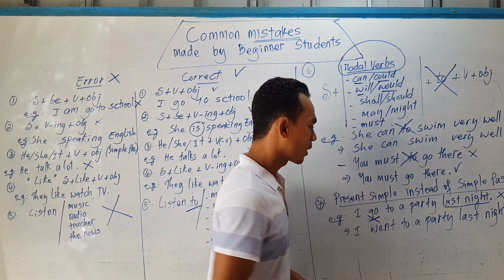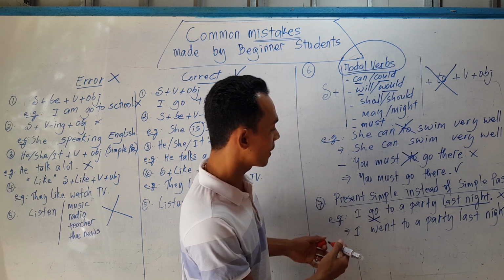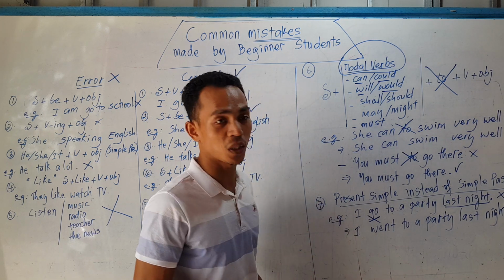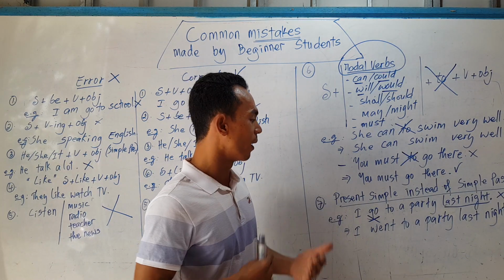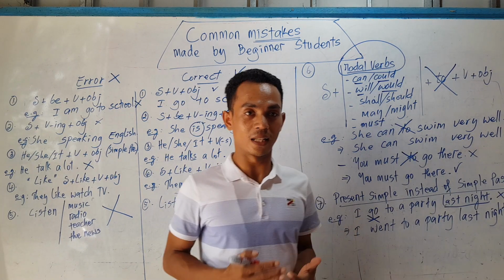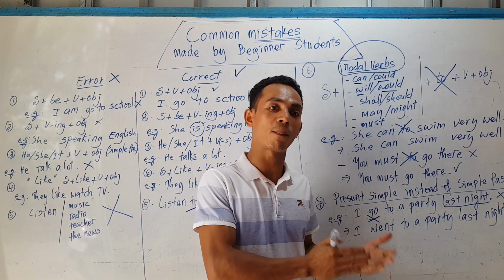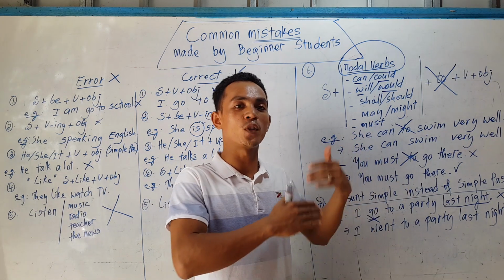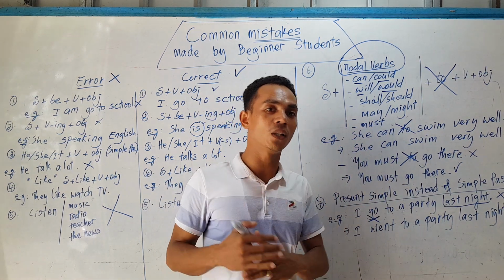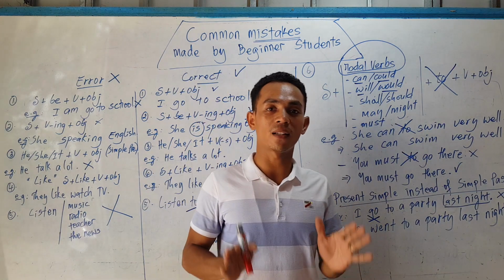So this is commonly the mistake made by my students when they speak English or when they write English, because they just know the meaning of the verbs, but they don't change them into the past tense. When they talk about last night, last week, yesterday evening, last year, or in 2019, they sometimes forget this rule.